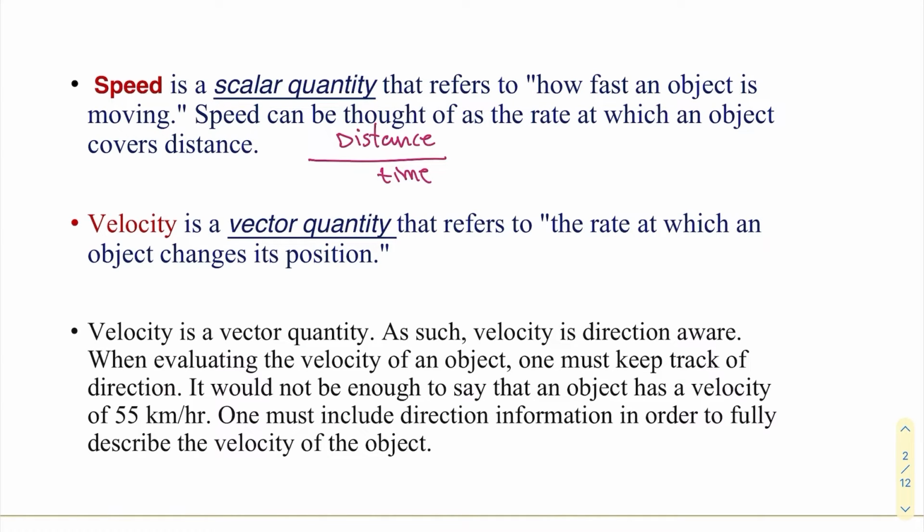Velocity, on the other hand, is a vector quantity, so that refers to the rate at which an object changes its position. So changing position. In the previous video, we talked about changing position, displacement, and distance. So then we can write the definition of velocity in this form. Velocity is equal to displacement over time.